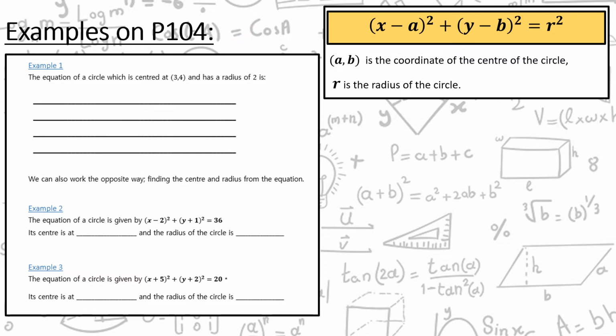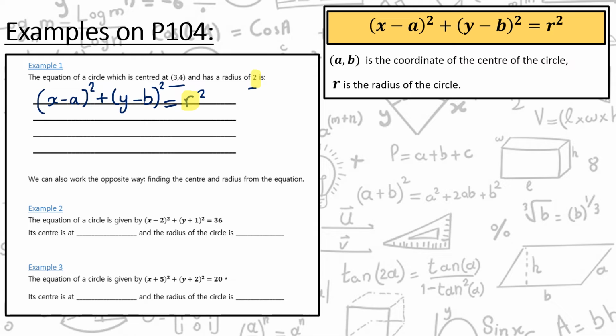Okay, right, let's go straight in here. So this first one has a center at 3, 4 and a radius of 2. If I write down the equation of a circle, x minus a squared plus y take away b squared is r squared. The radius of the circle is 2, so I'm going to put a 2 over here.